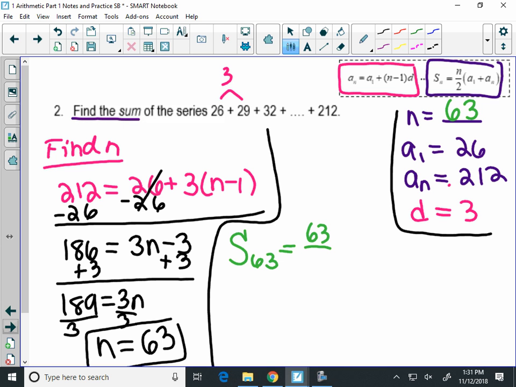So I have 63 over 2 times the first term, 26, plus my last term, 212. And you're going to carefully type that into your calculator, and you should get a 4-digit number. I'll tell you that. It's in the thousands. Tell me what you get.